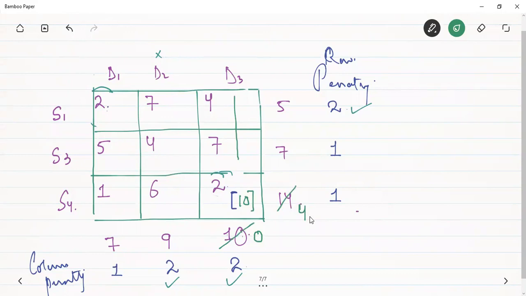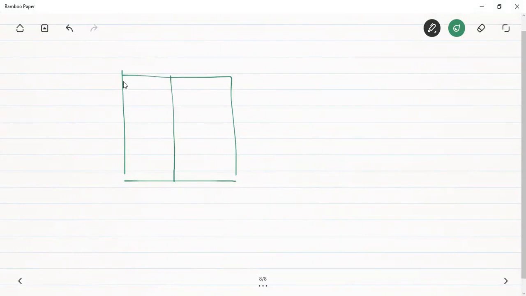Once we are done with it, we have to form the new table. Now what got removed from here? Column number 3 got removed. Column number 3 is no longer part of the table. What remains is S1, S3 and S4. So the table now will be a 2 cross 3 table, where we will have S1, S3 and S4, column 1 that is demand 1, demand 2.